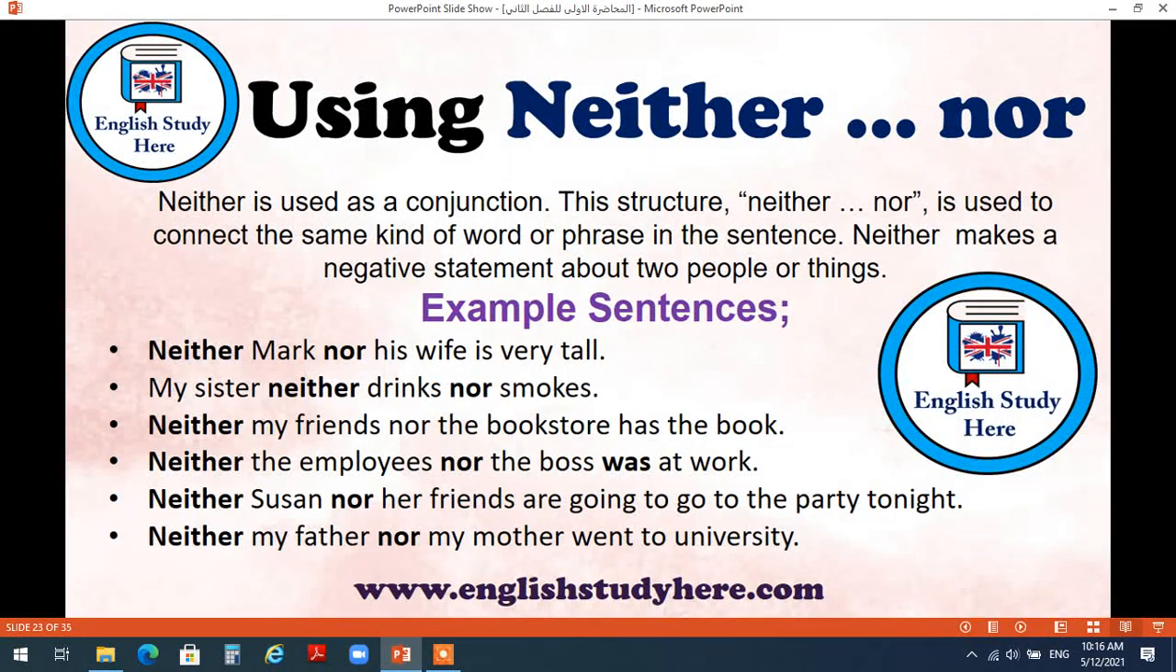Neither my father nor my mother went to university. أيضا استخدمنا neither nor للدلالة على وجود معنى النفي في الجملة، إنه لم يلتحق بالجامعة لا والدي ولا حتى والدتي. إذن نستخدم neither nor to make a negative statement either about two people, two things, two actions, etc.